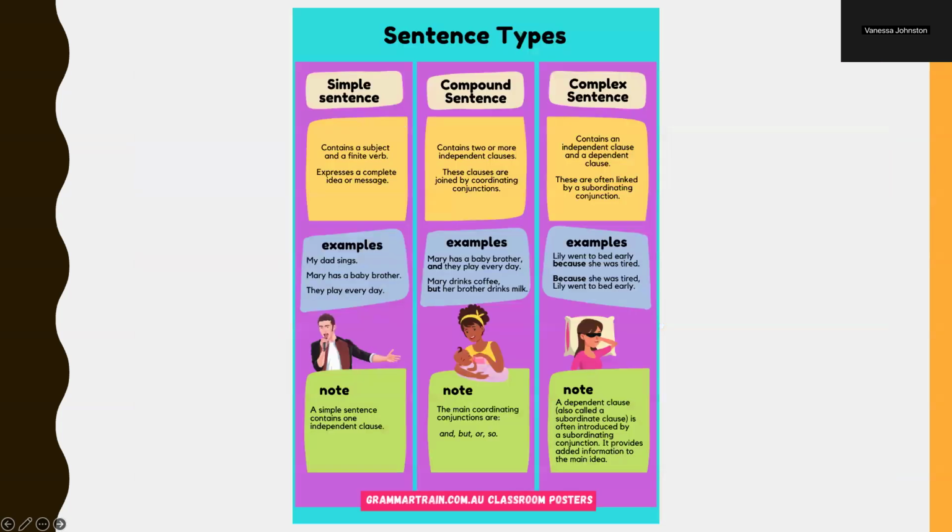It's important we know sentence types. What's a simple sentence versus a compound sentence versus a complex sentence? So a simple sentence contains a subject and a finite verb. A compound sentence contains two or more independent clauses. And a complex sentence contains an independent clause and a dependent clause. So again, here are some examples for you.